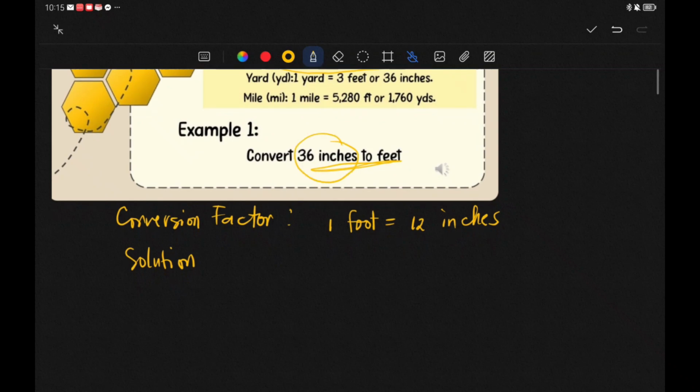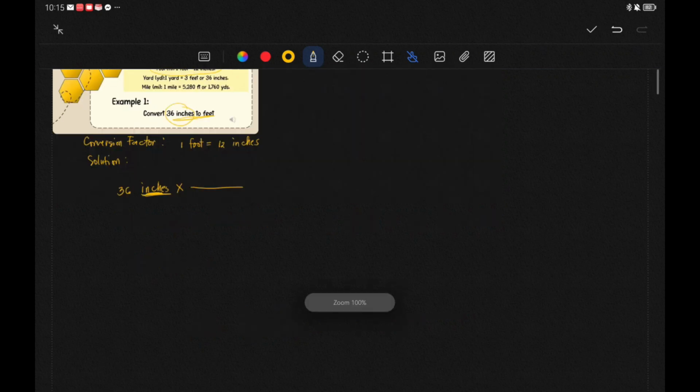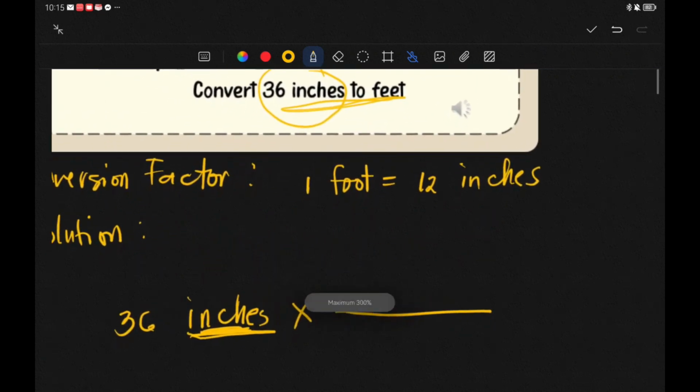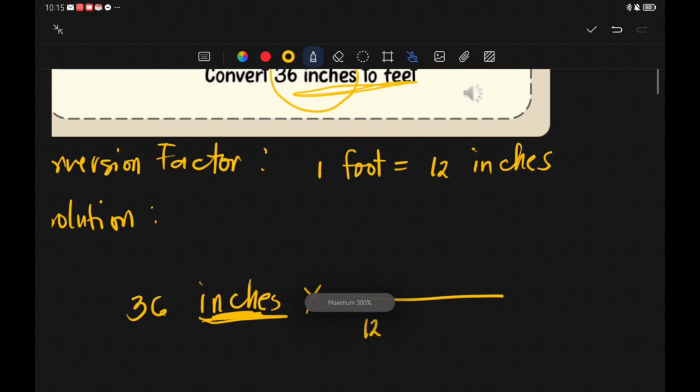We are given 36 inches. So, 36 inches times, remember, the unit of measurement here should be on the bottom. So, let's write 12 inches on the denominator, and 1 foot on the numerator.